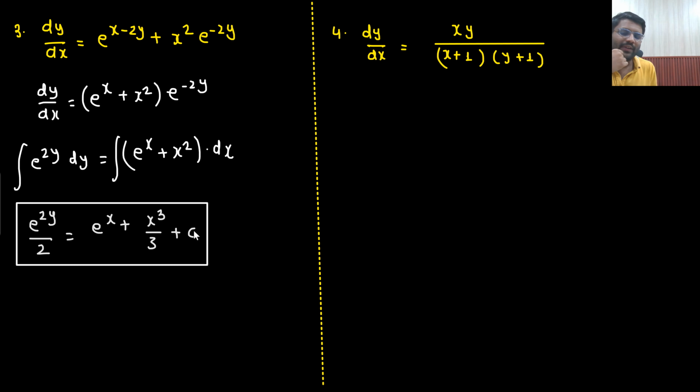Okay. So whenever you have written plus c, this c can take any value. So this is known as the general solution. What is this known as? General solution.